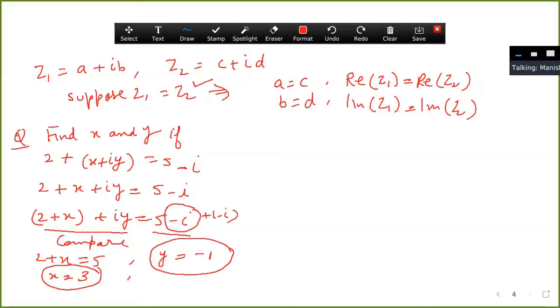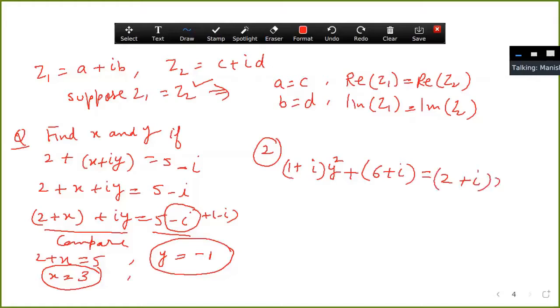Suppose I give you another question for practice. Write down this question and do it on your own. The question is: (1 plus iota) into y square plus 6 plus iota is equal to (2 plus iota) into x. Now find the value of x and y. If these two complex numbers are equal, then find the value of x and y.